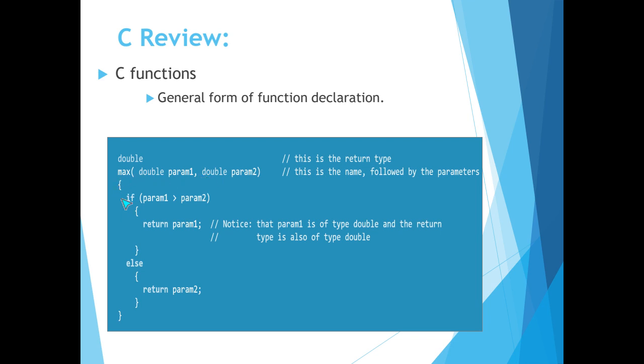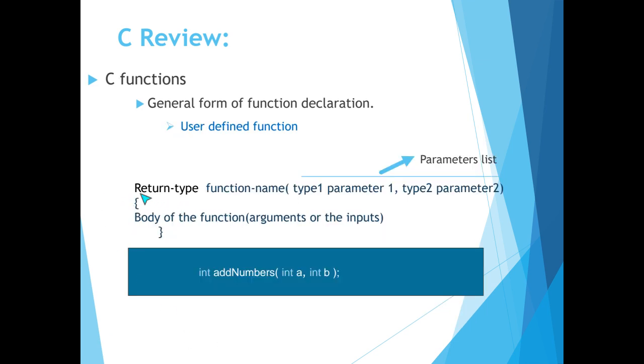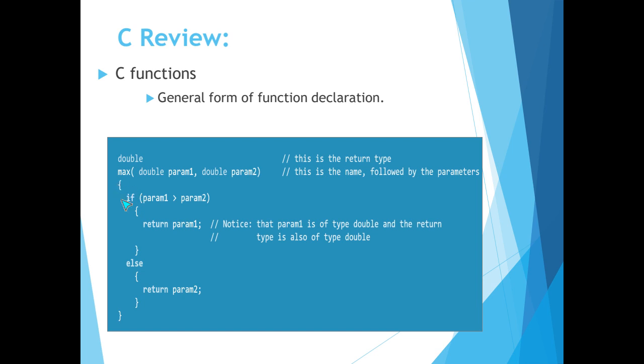Then, after naming the function and listing its parameters, come the curly braces, according to our syntax. The return type was double in our example. The function name was max. The type of parameter 1 is double. The name of parameter 1, I call param1. The name of parameter 2, I call param2, and its type after the comma is again double. And then the body of the function starts from here.